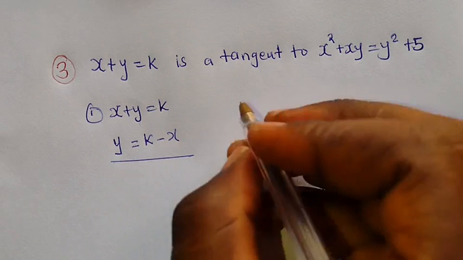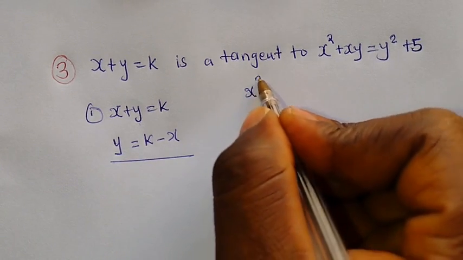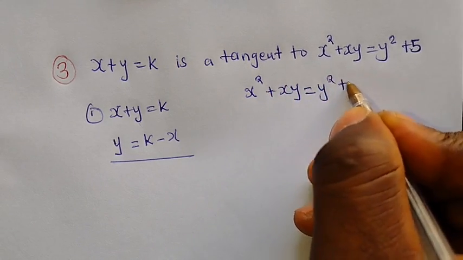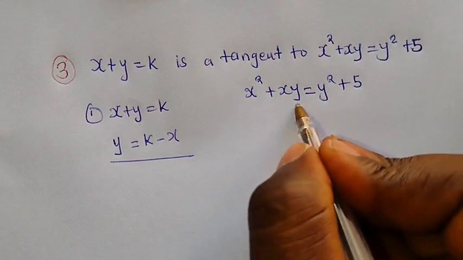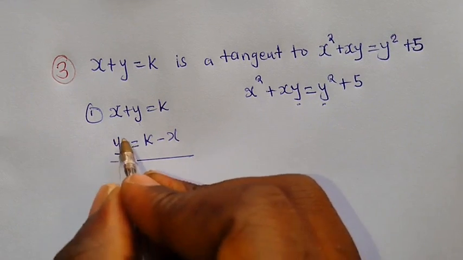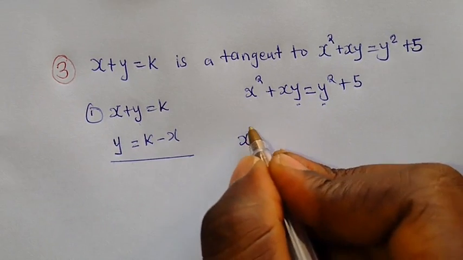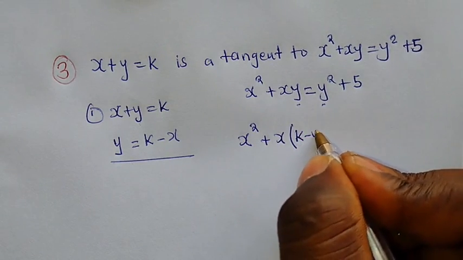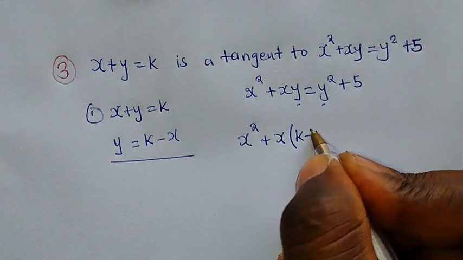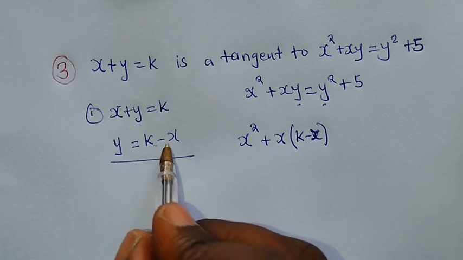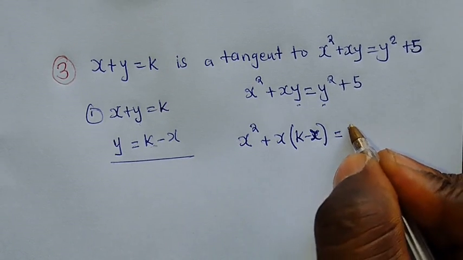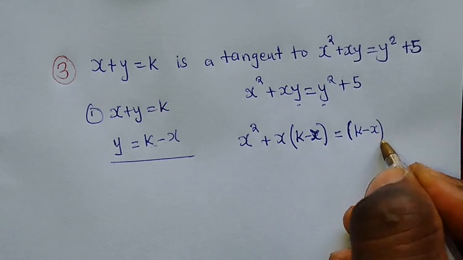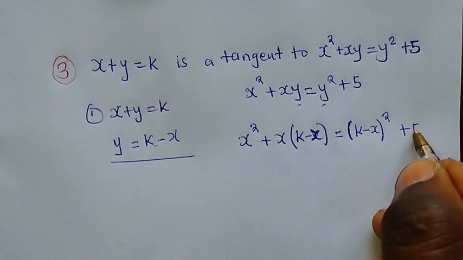So from here now, we are going to pick this line where we have x squared plus xy is equal to y squared plus 5. So remember, where there is y, we need to substitute with this because we have made y the subject of the formula. So we are going to have x squared plus x, open bracket, k minus x, close bracket, is equal to, open bracket, where there is y, you are going to put k minus x, then we square it, then plus 5.